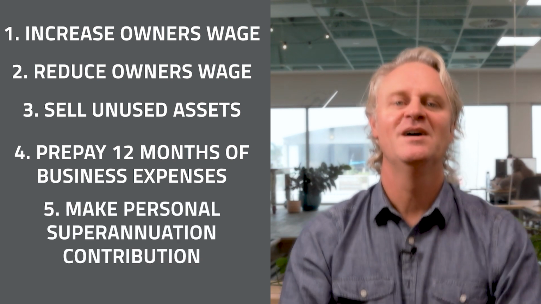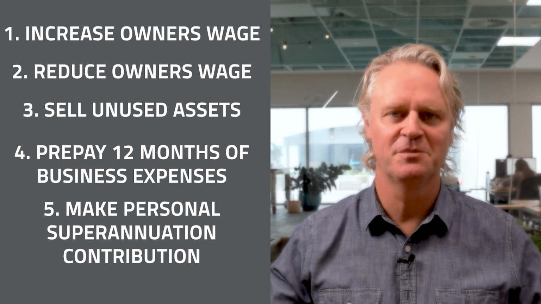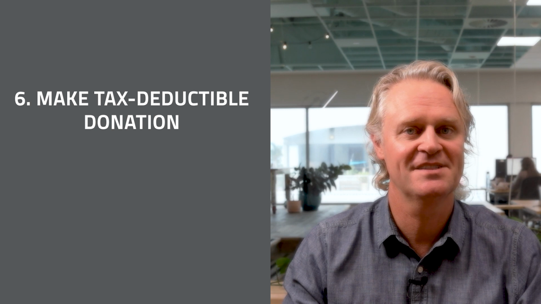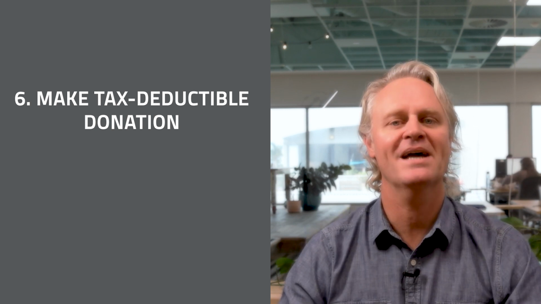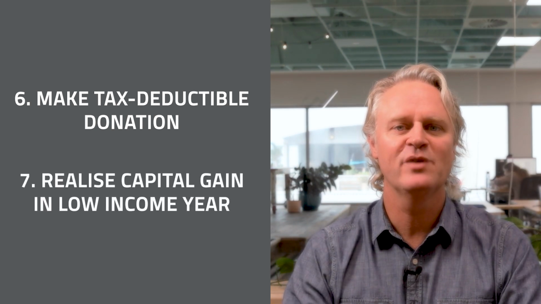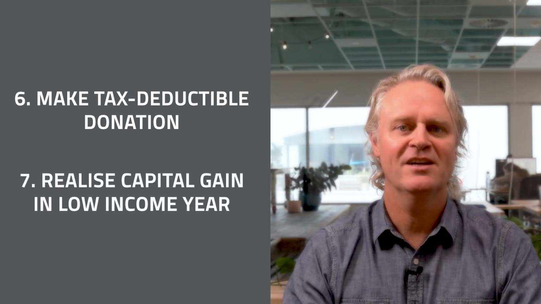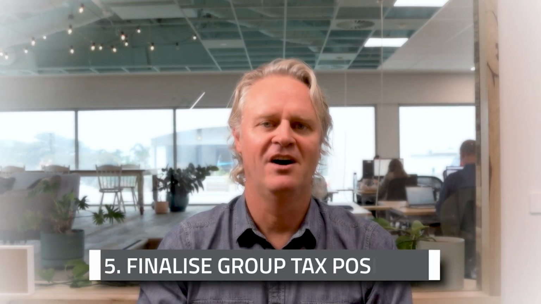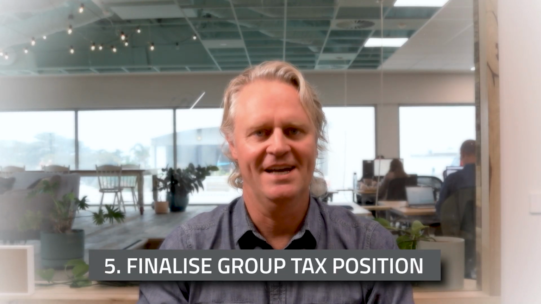Number 5, making personal superannuation contributions. Number 6, consider making a tax-deductible donation by the spouse in a higher tax bracket so that you maximise the benefit of that deductible donation. Number 7, consider realising a capital gain in a low income year rather than in a high income year. Step 5: Finalise your group tax position.